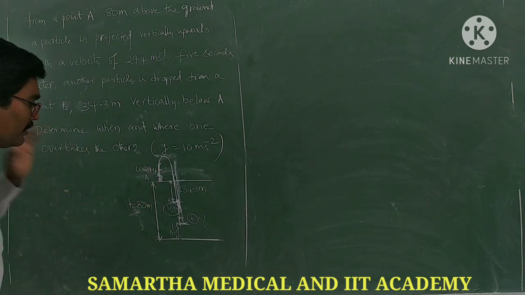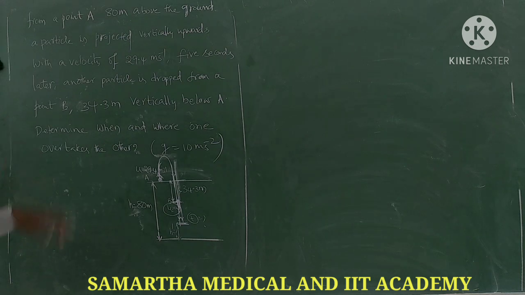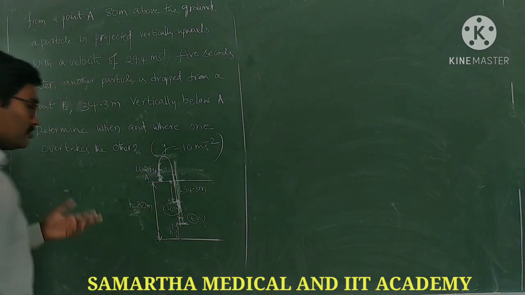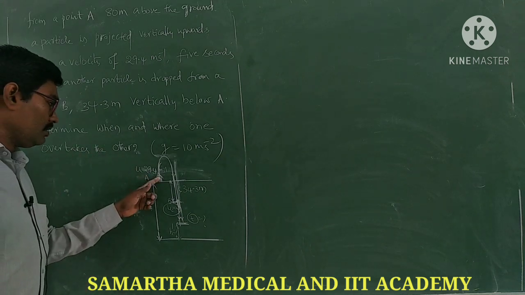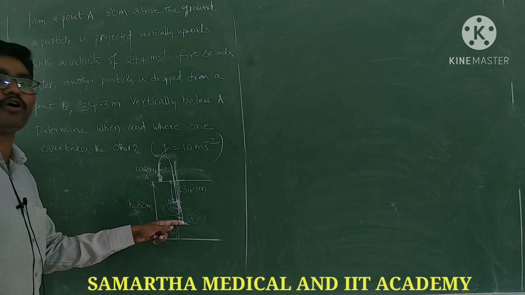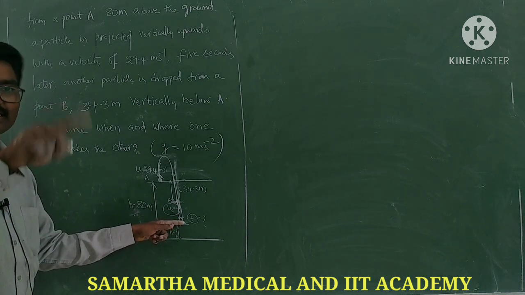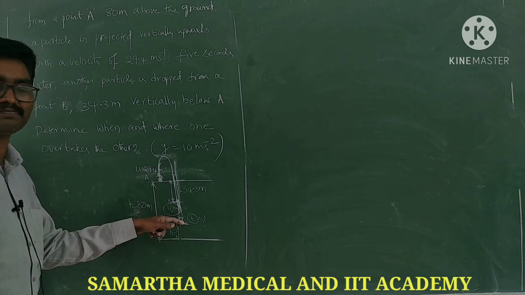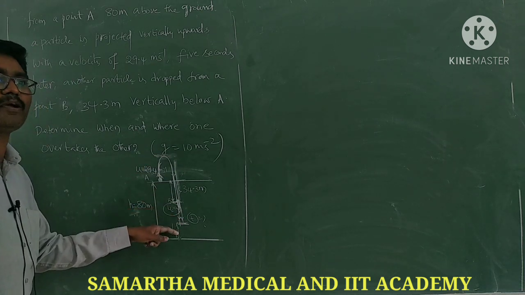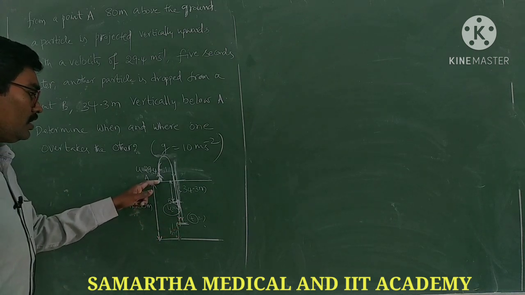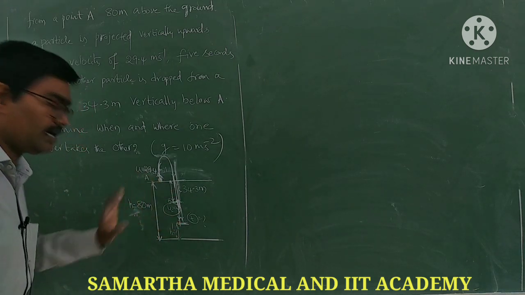So for that what we have to do is, see here. Let us assume this first body is meeting the second body at a time t seconds. For this it is t seconds it reaches. The second body after dropping, how much time does it take? t minus 5 seconds. So distance covered.